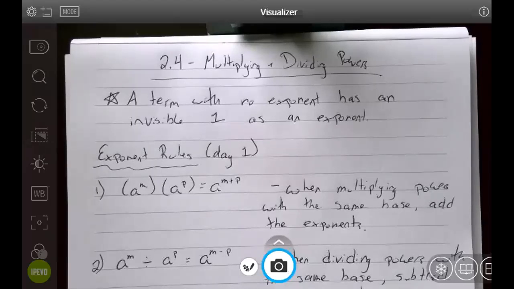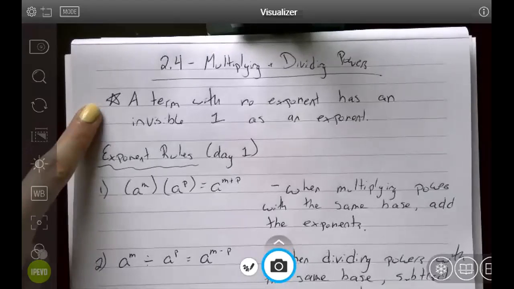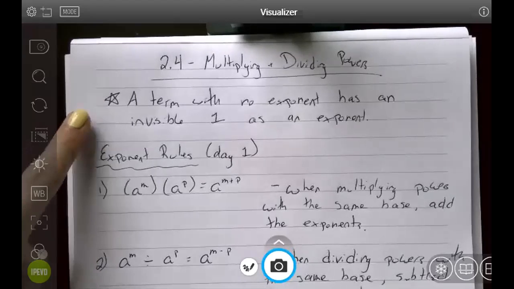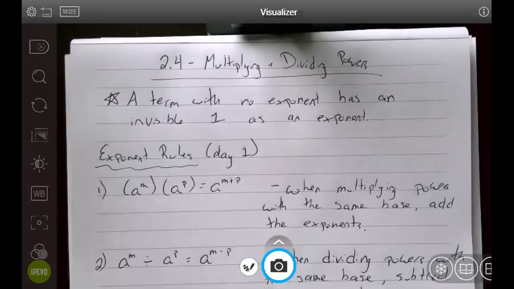Okay, so this is lesson 2.4, multiplying and dividing powers. The first thing I want to remind you of when we talked about this in the last lesson is that if a term has no exponent, it actually has an invisible 1 as an exponent. And that can become very important.